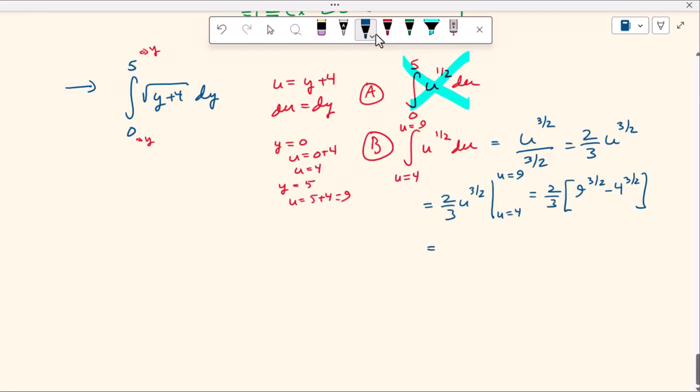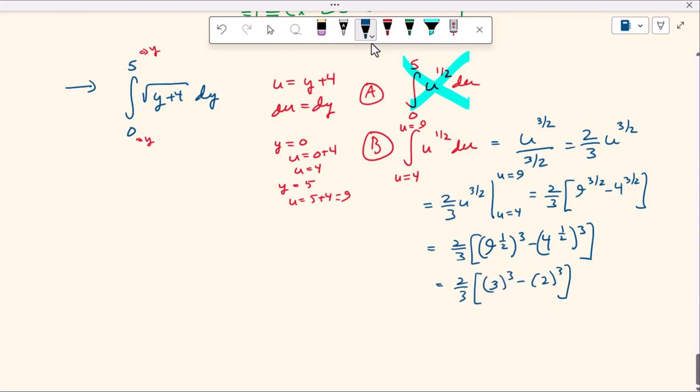Okay, so let's simplify. Now 9 to the 3/2, I have this exponent. The 3 is a power and the 2 is the root. So I'm going to show this step by step here. I could rewrite this as 9 to the 1/2 to the 3rd power minus 4 to the 1/2 to the 3rd power. And the exponent of 1/2 means square root. So the square root of 9 is 3, so this would be 3 cubed. The square root of 4 is 2, so this would be 2 cubed. So this is 2/3. 3 cubed is 27, 2 cubed is 8.